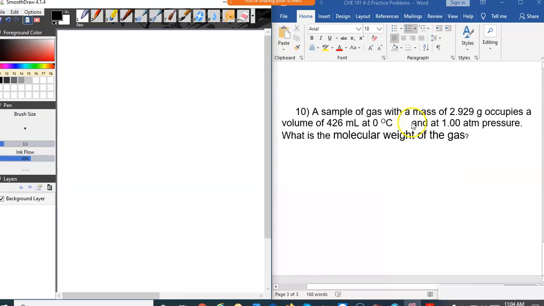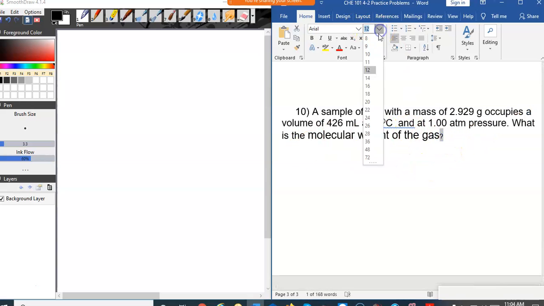Okay, one more. Okay, so this one, a sample of gas has a mass of this, occupies a volume of this, temperature of this, and pressure of this. What is the molecular weight of the gas? This is kind of like one of the problems that I was talking about yesterday.